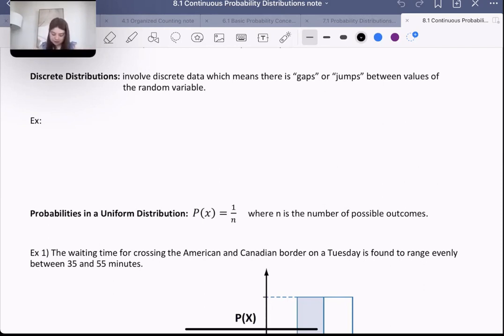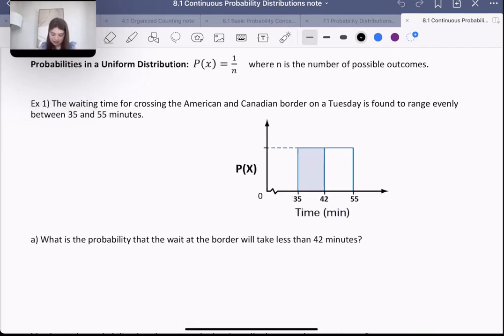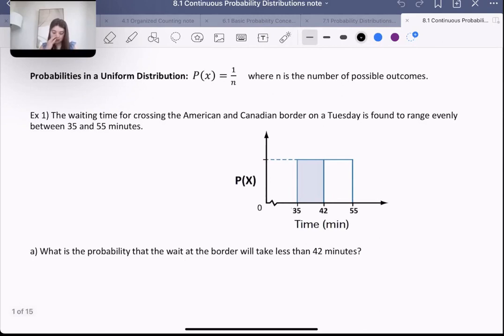Okay, so let's talk about probabilities in the uniform distribution once again. I want to review that. It says here probabilities of the uniform distribution, as a reminder, n is the number of possible outcomes, and every outcome is equally likely to happen. So here's an example with continuous.